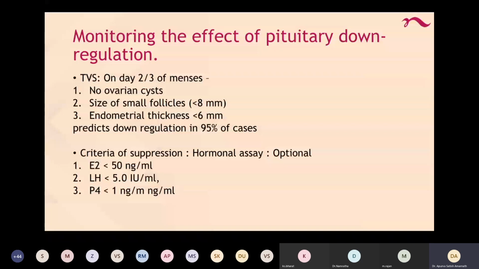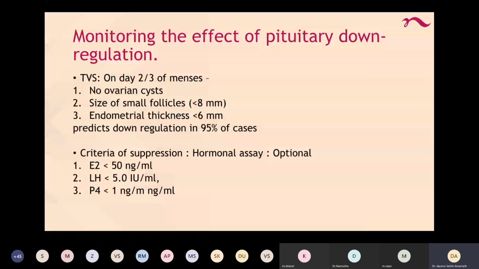Now we can also do a hormonal assay in these cases, where E2, LH, and P4 are done. An E2 less than 50 with an LH of less than 5 and a P4 less than 1 nanogram per ml basically lets us know that there is effective pituitary downregulation and we can start the stimulation. In case these values are higher, then the downregulation has to be continued for about 4 to 5 days and then rechecked, and then the stimulation can be started.